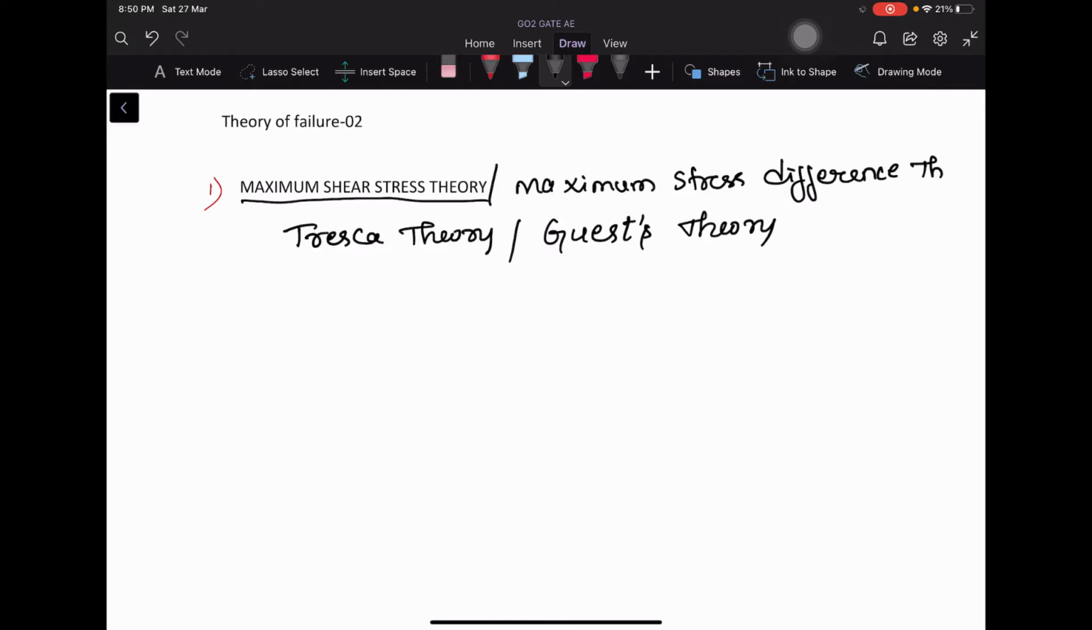So when it comes to the formulation, as the name suggests, it's a maximum shear stress theory. So it's a maximum shear stress, right? From basic elasticity, we know the maximum shear stress is nothing but sigma 1 minus sigma 2 divided by 2, where sigma 1 and sigma 2 are the principal stresses.